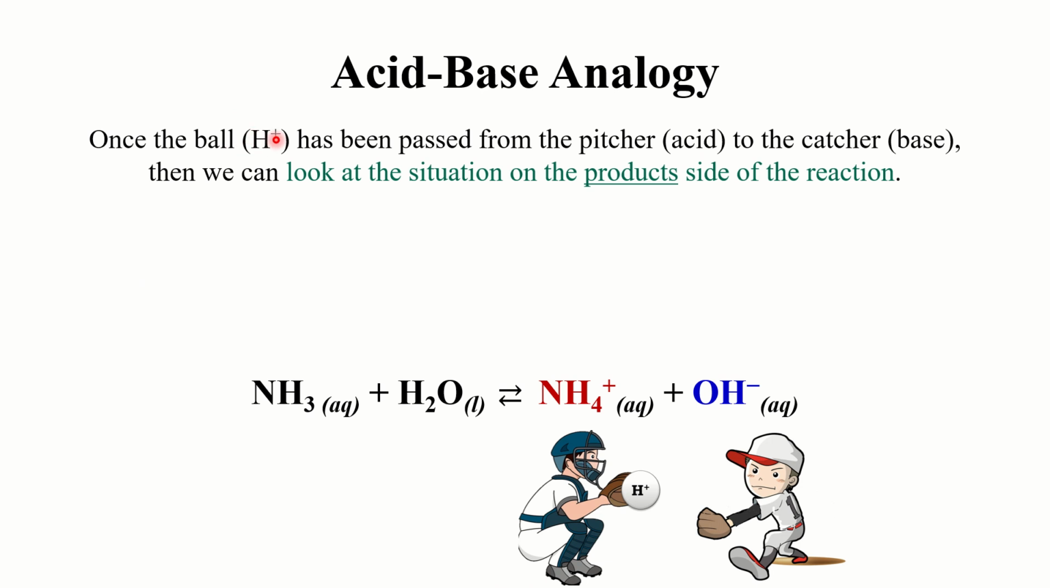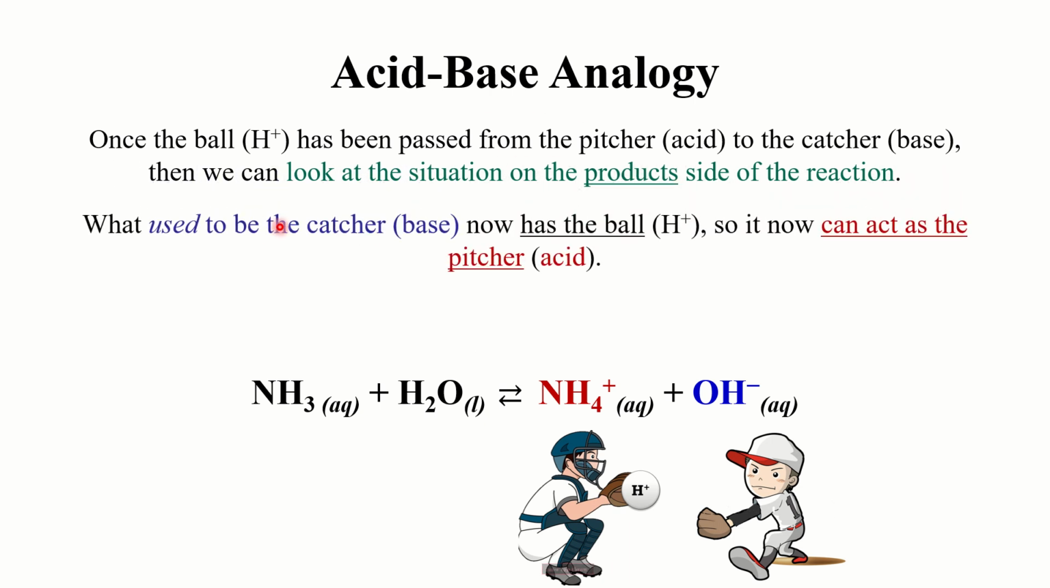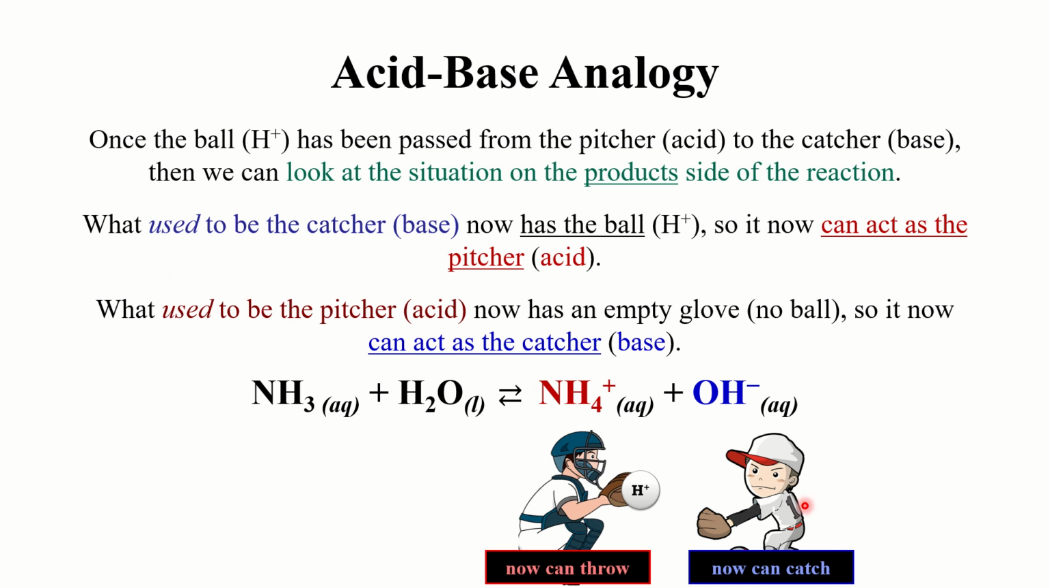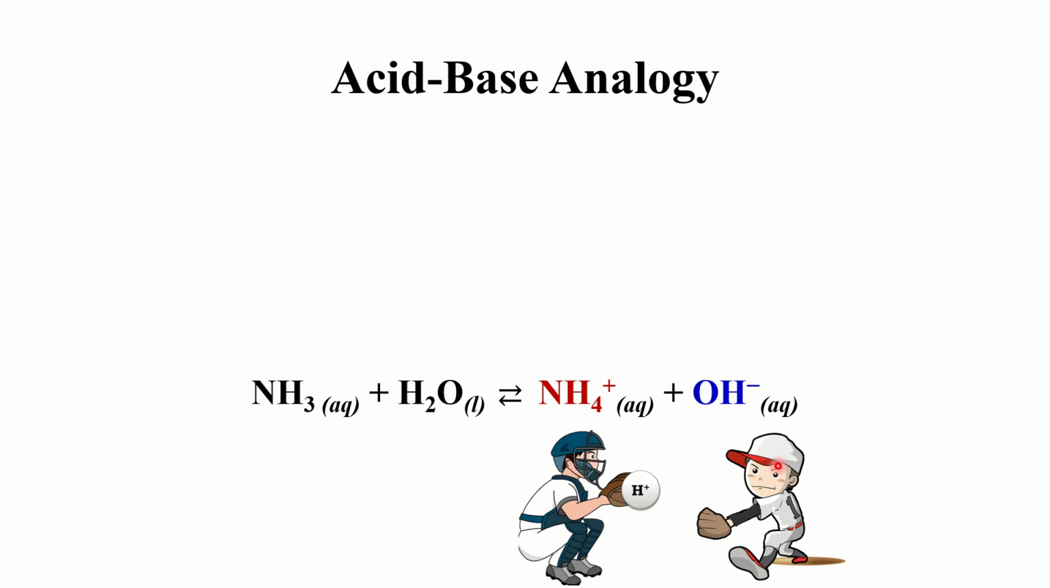Let's look at things from the product side. Once that H plus has been passed from the pitcher acid to the catcher base, we can now look at the situation on the product side of the reaction. What used to be the catcher, the base, now has the ball, or now has the H plus, so it can now act as the pitcher. And what used to be the pitcher, the acid, now has an empty glove, no ball, so it can now act as the catcher. So if we're running this reaction in the reverse direction, the catcher is now going to throw the ball, or throw the H plus, back to the pitcher, who's now basically acting as the catcher.